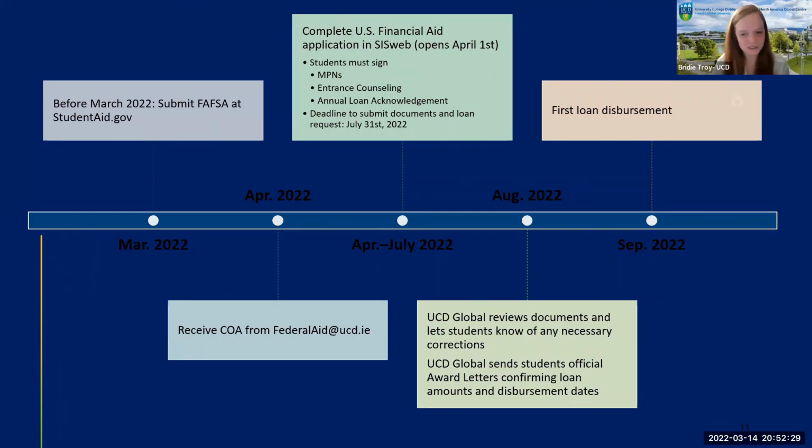We will then send award letters to the students confirming their loan amounts and disbursement dates. Now, the first loan disbursement will be September 5th. So within a couple days after that, the student can expect the refund to their Irish bank account, assuming that they upload their details before that date.